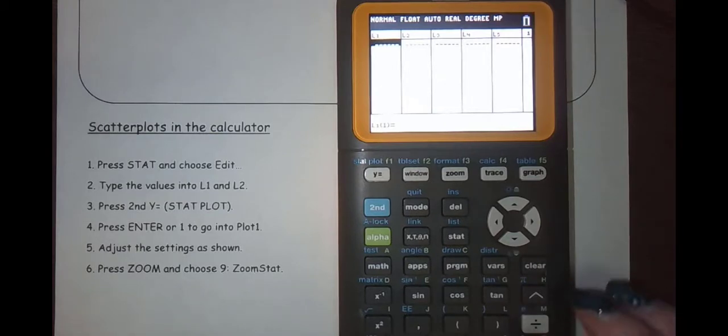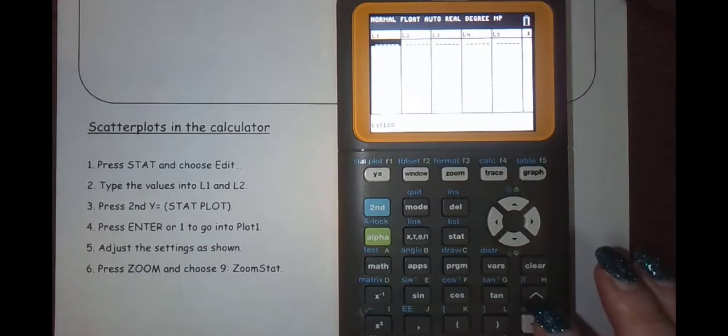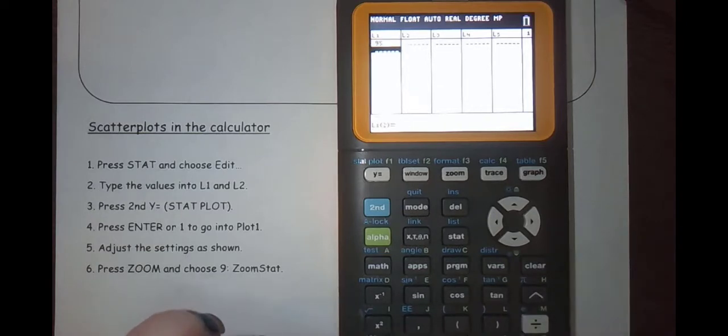I'm going to go back to example number 4, the one with the bench pressing and squats. I'm going to put the bench pressing weights in my L1 and my squats in L2. So this is just going to take a couple seconds here.